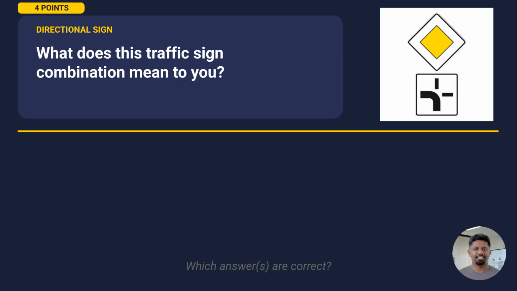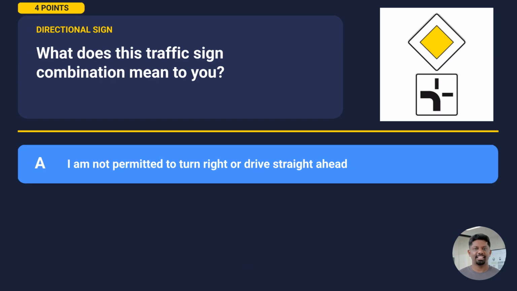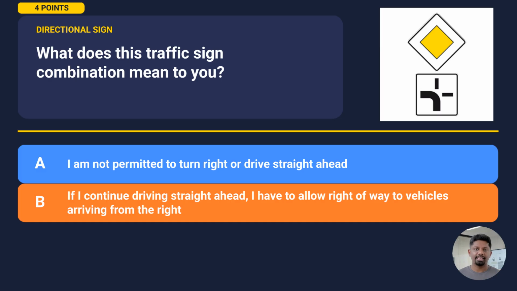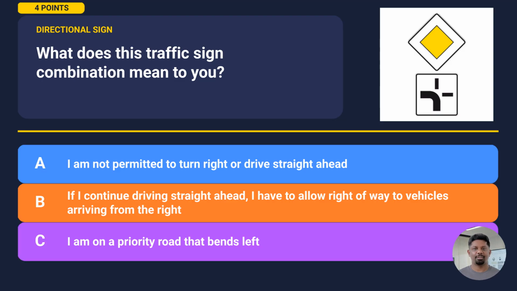All right, here's another one. What does this traffic sign combination mean to you? Take a moment to look at the options. Option A. I am not permitted to turn right or drive straight ahead. Option B. If I continue driving straight ahead, I have to allow right of way to vehicles arriving from the right. Option C. I am on a priority road that bends left.